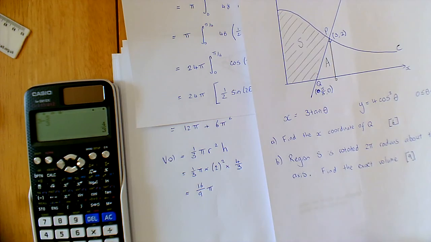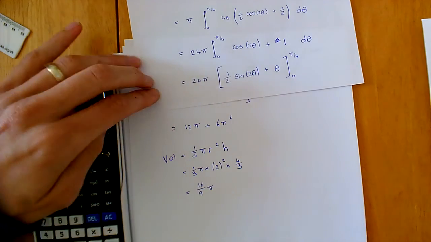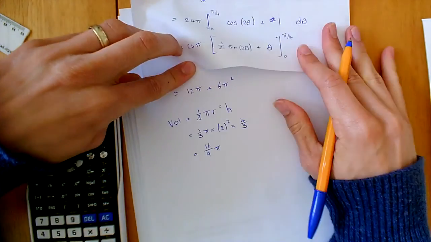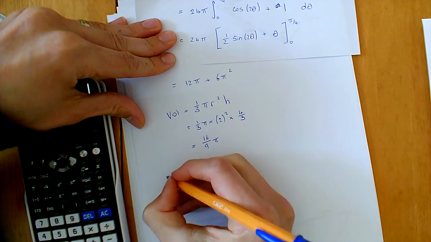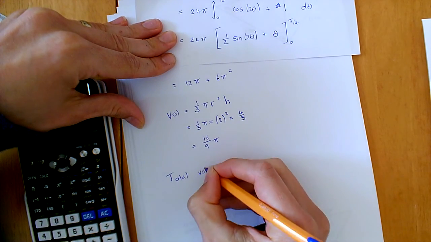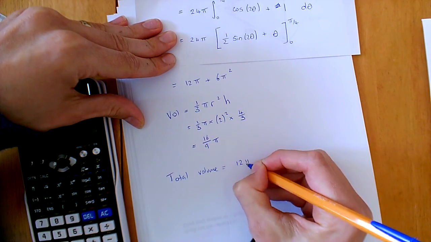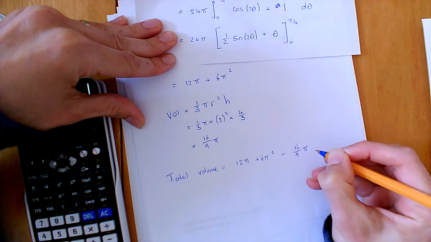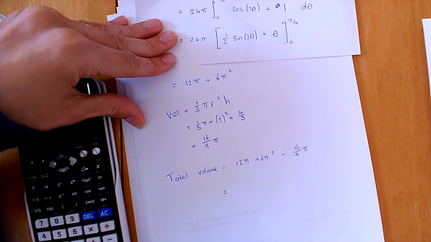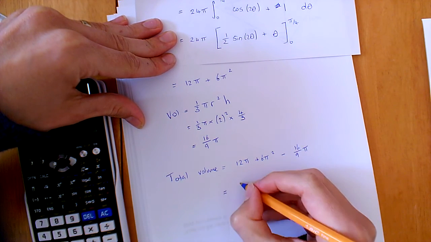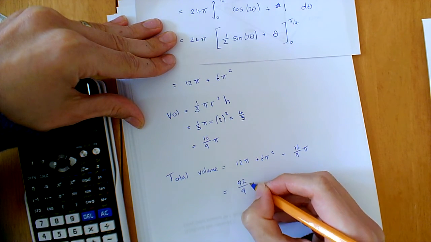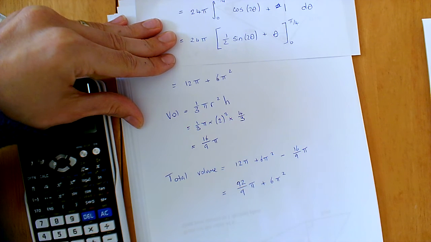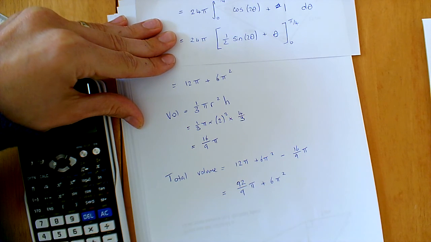That's the cone. So I don't want that cone. So I've got all of that. Take away this for my final volume. So my total volume, 12 pi plus 6 pi squared, take away the 16/9 pi. When you do that, you'll get an exact answer of 92/9 pi plus 6 pi squared. And that's it for 15 marks on that question.